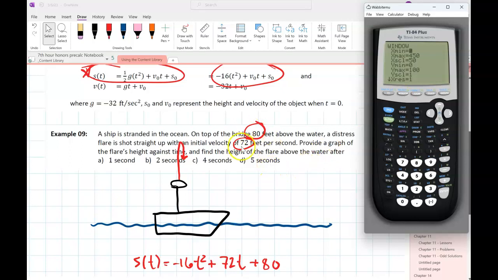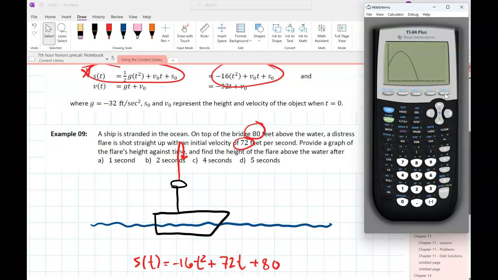So x here is representing time. I don't know how long that flare is going to be in the air. I'm going to guess, what, like 10 seconds or something is probably plenty. And I don't know how high it's going to go up, but it's starting already 80 feet above the ground. So maybe I'll go to like 0 to 200 or something. That seems pretty feasible. And then let's hit graph and see what we get.